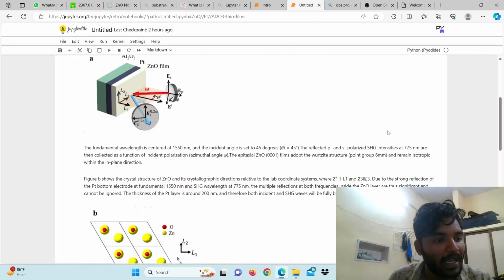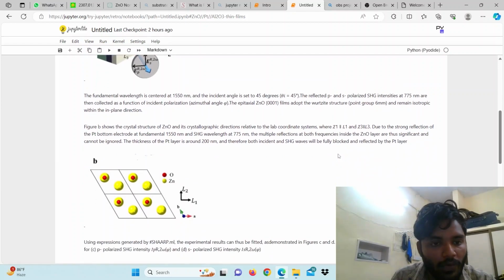Epitaxial means these films have a crystal structure that aligns very closely with the crystal structure of the substrate, and Wurtzite structure is a specific arrangement of atoms in a crystal lattice, and it is a common structure for ZnO. And point group 6mm is a symmetry designation indicating the symmetry of the crystal structure. Isotropic means that the properties of ZnO films are the same in all directions within the plane of the film. Now we are going to figure B.